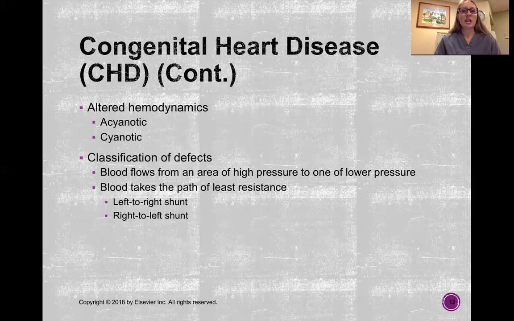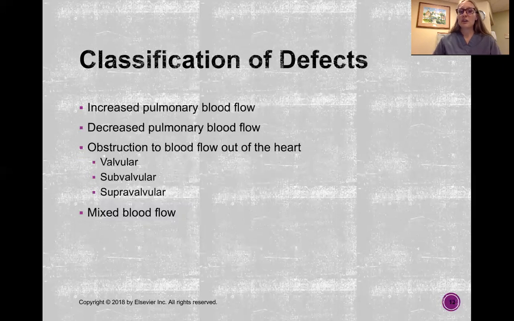So when we're looking at the actual defects, we want to keep in mind that blood will typically flow from a high level of pressure to a low level of pressure, and that's going to take the path of least resistance. So we could have a left to right shunt or a right to left shunt. A better classification is to talk about what is actually happening with the blood. So we might have increased pulmonary blood flow or decreased pulmonary blood flow or an obstruction, or we might have mixed blood flow and mixed issues that go along with that.